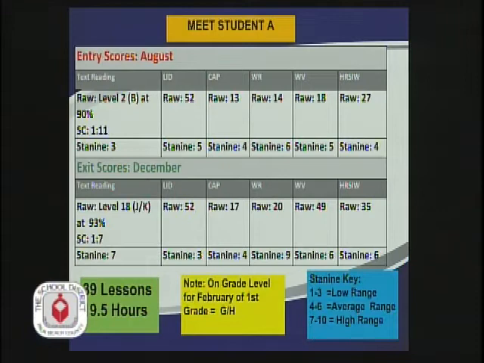After 19.5 hours, 39 lessons, right? Here's now where he's reading at a JK. At that time of year, on grade level is a GH. He went from a B to a JK in a matter of a few months, okay, for reading recovery.